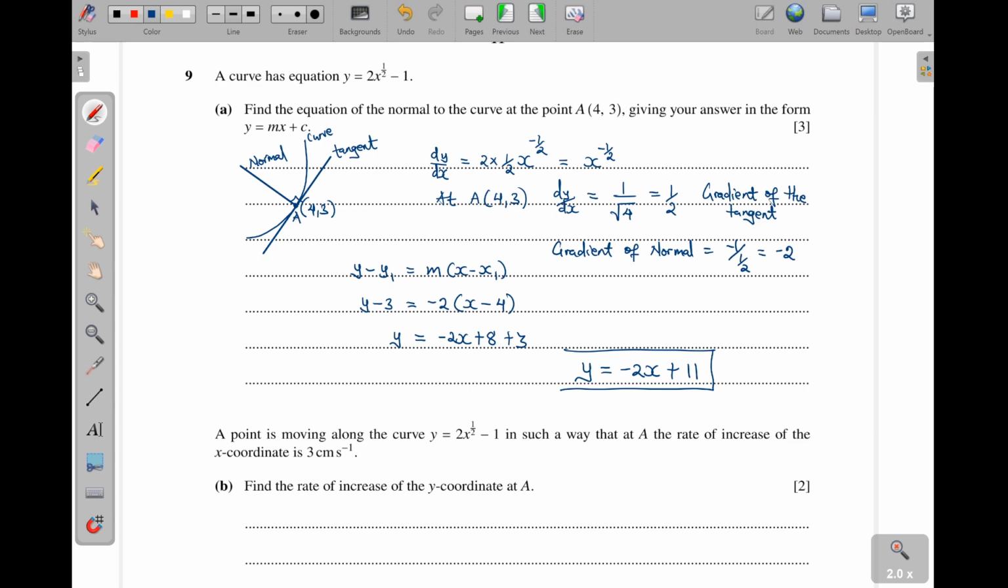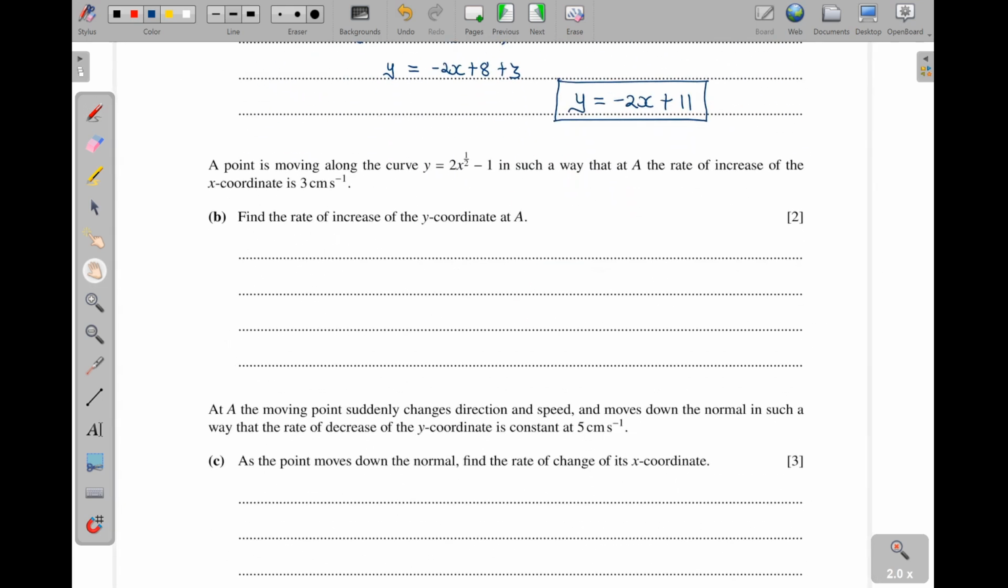As simple as that. Then they are saying here that a point is moving along the curve, this one here, in such a way that at A, the rate of increase of the x-coordinate is 3 centimeters per second. Part B, find the rate of increase of the y-coordinate at A. Now, they want us to find dy/dt. So dy/dt is actually equal to dy/dx times dx/dt.